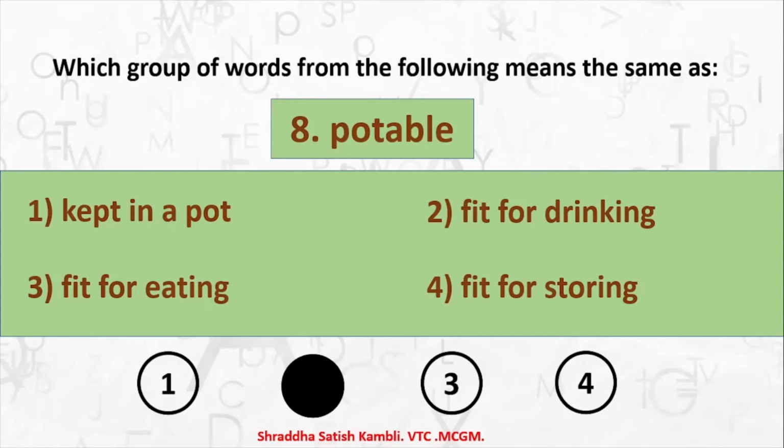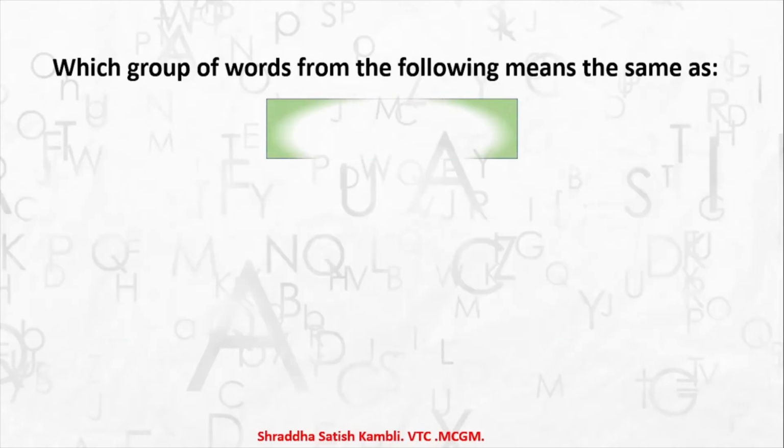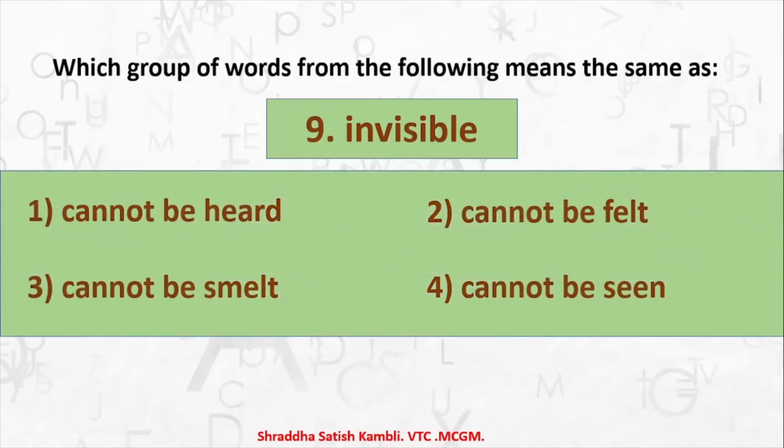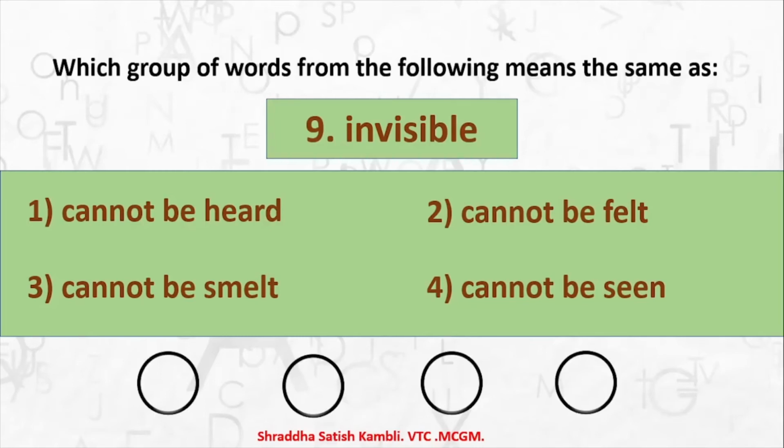Okay, let us move on to the next example here in this particular pattern. You have the word invisible. Instead of writing invisible, you could also write: cannot be heard, cannot be felt, cannot be smelled, or cannot be seen. So what can you write instead of invisible? Yes, you can write cannot be seen. That is option number 4.